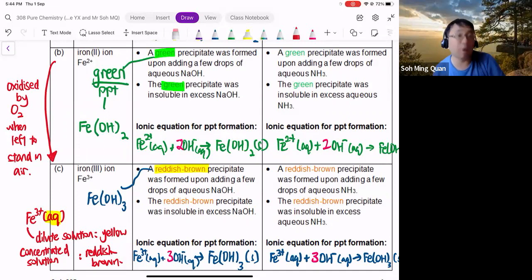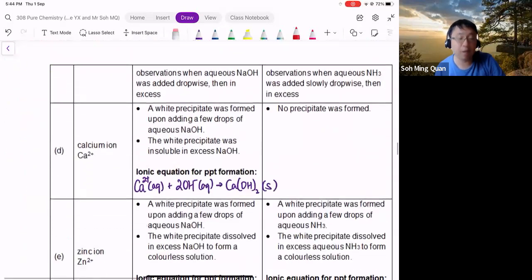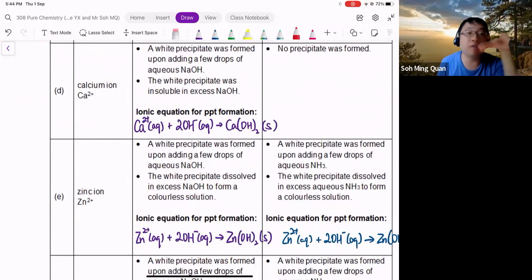Okay, so now we move on to the next page, which I think Mr. Lee went through, so don't need to copy anything, right? These are the confusing ones because these are the cation ions which give you white precipitate. Calcium, zinc, aluminium, lead. All right, so they are all white precipitates. The only difference, number one, is whether they dissolve in excess. Number two, okay, whether they form a precipitate in the first place or not.